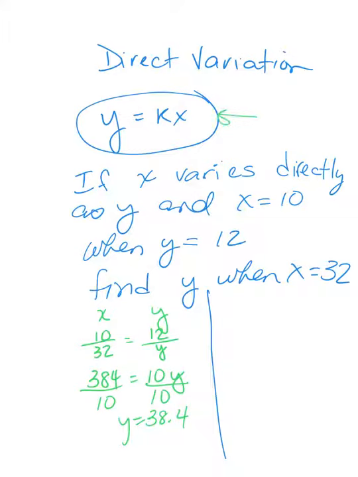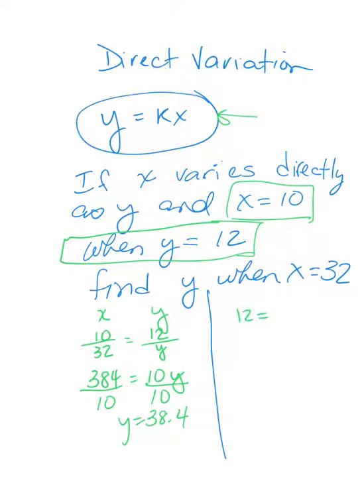When we use this equation, y equals kx, we need to find a constant k. So in our problems, you're always going to get a complete set of information and an incomplete set of information, meaning these two go together. That's a complete set of information. You see that? Because they say X is 10 when Y is 12. The complete set of information is what you use to find K. So we'll say Y, which is 12, equals K times 10. Divide by 10. K is 1.2.